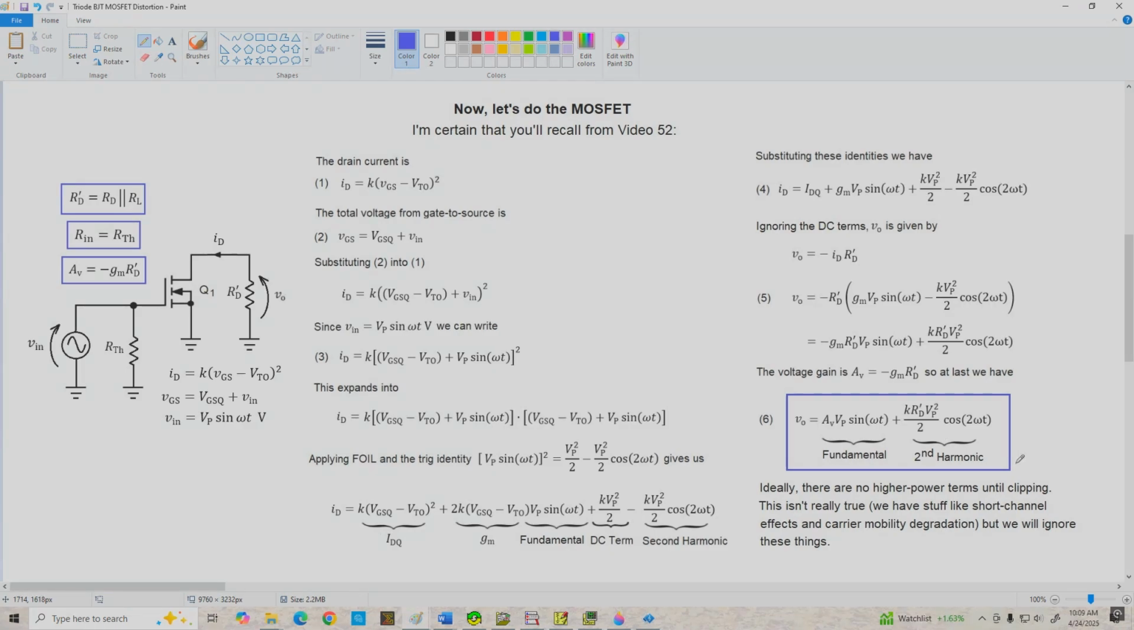Well, that was a lot faster than the BJT analysis. Hopefully it wasn't too fast and it made sense. We've seen most of these things applied previously, so I figure it's probably okay.